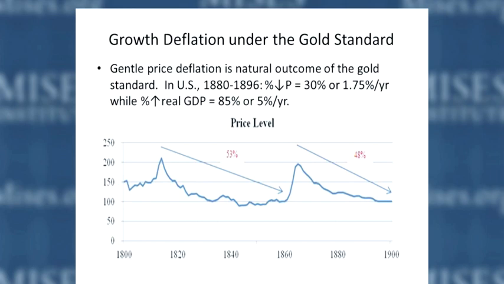And then, once again, you'll see that big blip there in the 19th century. Well, that's obviously the paper money, the greenbacks that were printed to pay for the Civil War. But once those greenbacks were retired, and we went back to the classical gold standard, we had a fall in the price level, a continual fall.